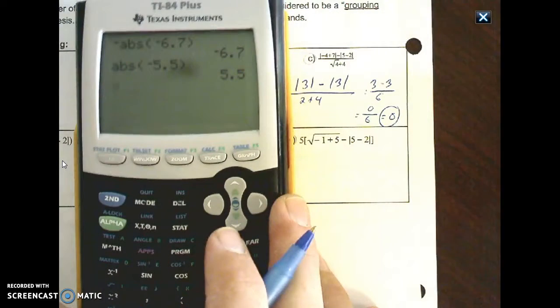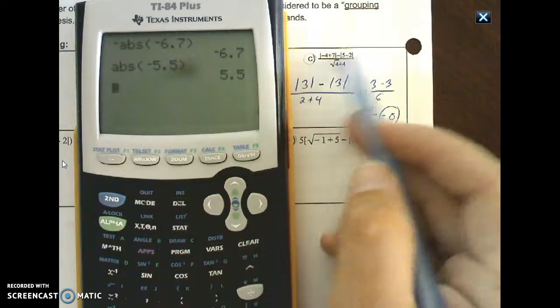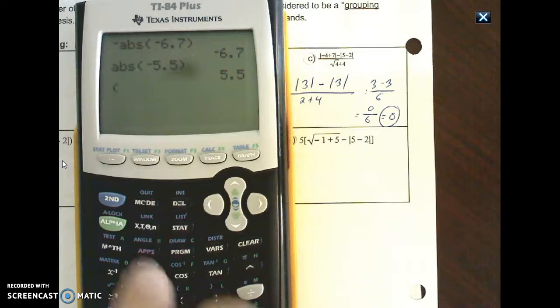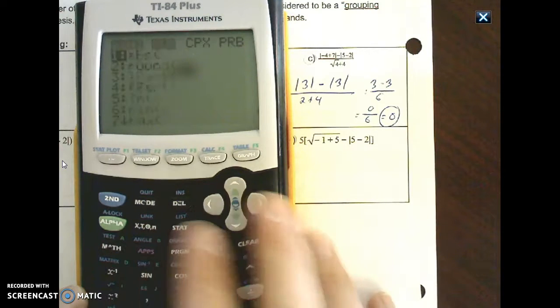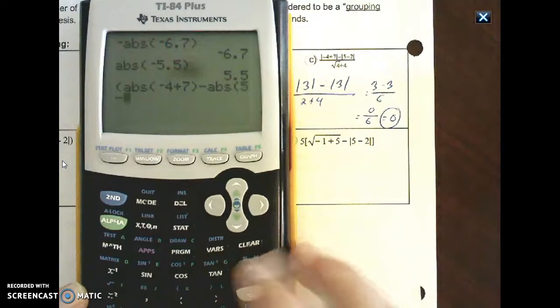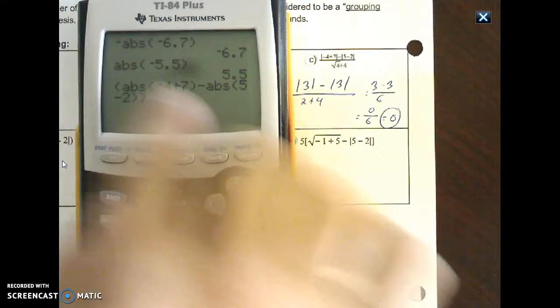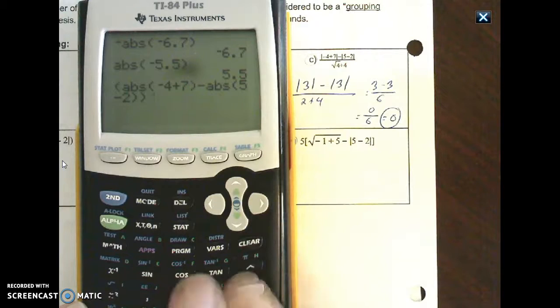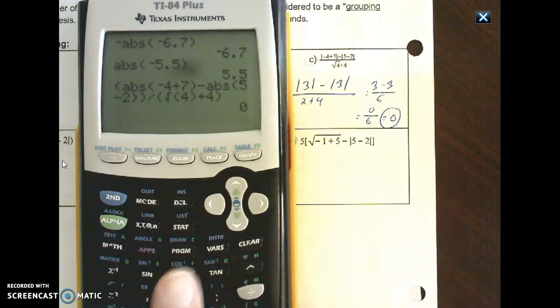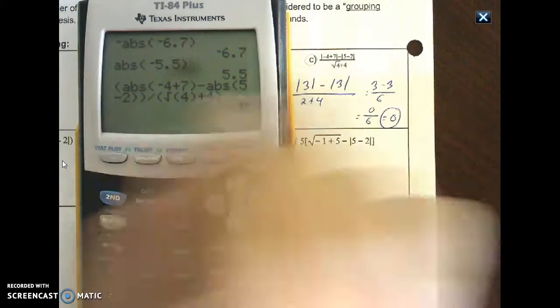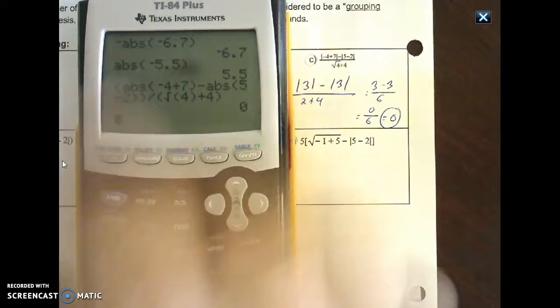Okay, this is a lengthy one, but you can do this. Because this is all up top, I have to put parentheses around everything. So parentheses, math, absolute value. Negative 4 plus 7, close parentheses. Minus, math, absolute value. 5 minus 2. Close it, close it. That's all my numerator. Divided by, parentheses for my denominator, square root 4 plus 4. And if I enter, boom. It's tricky in the calculator the more work you have, but as long as you put an extra parentheses around your numerator and denominator, you'll be in great shape.